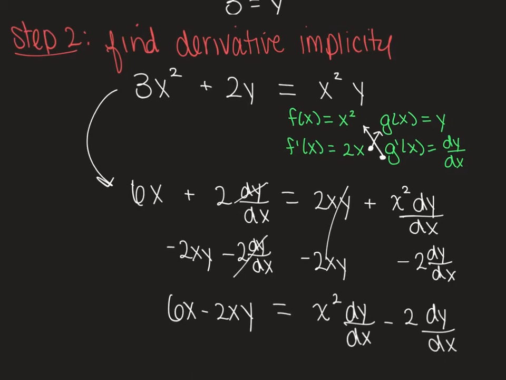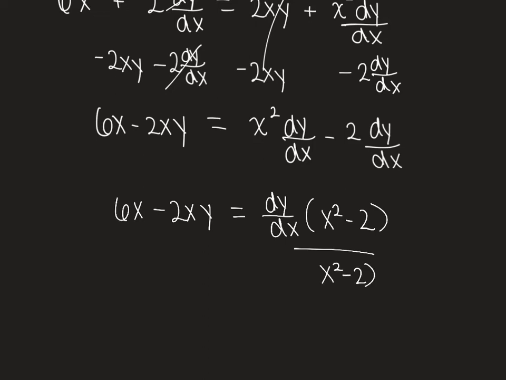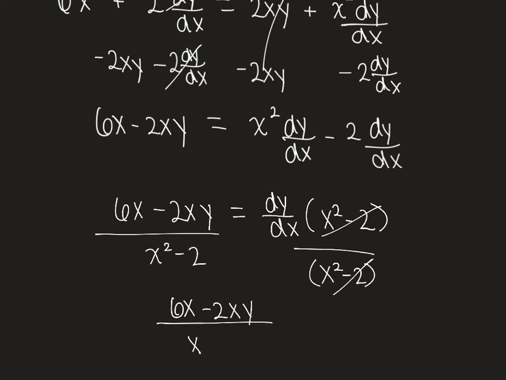From here, we can group our terms. If they're grouped, we want to factor out. So we have 6x minus 2xy equals dy dx times x squared minus 2. We want that dy dx by itself, so we're going to divide both sides by x squared minus 2. It cancels out on the right-hand side. On the left-hand side, you can leave it how you see it. So we have 6x minus 2xy over x squared minus 2, and this is what our derivative equals.